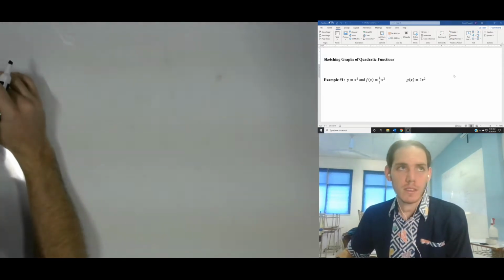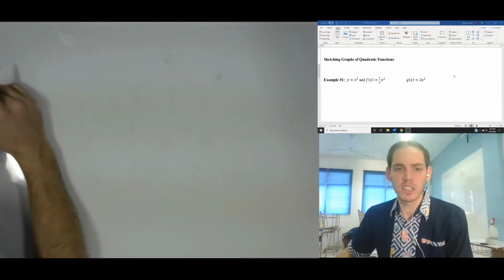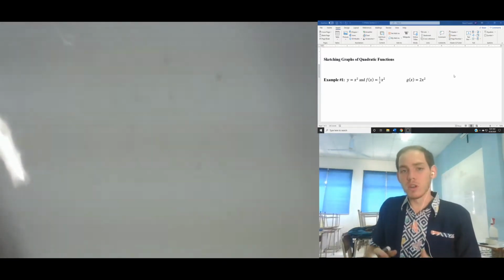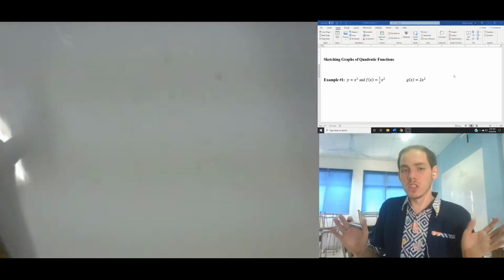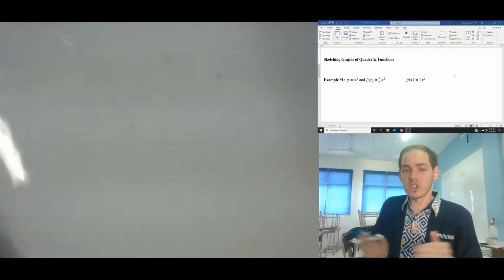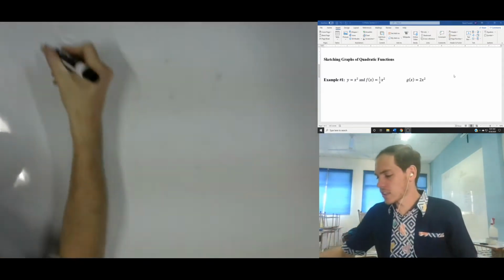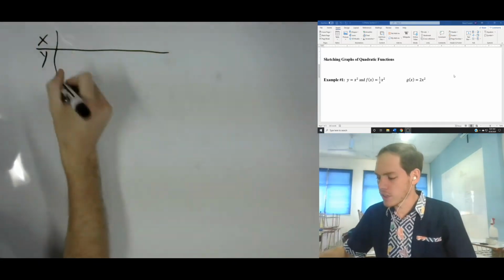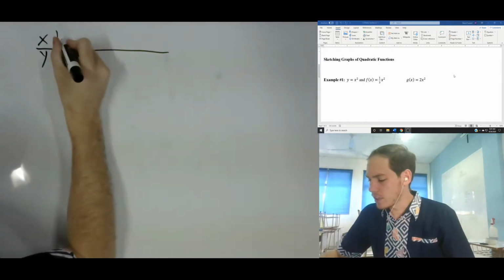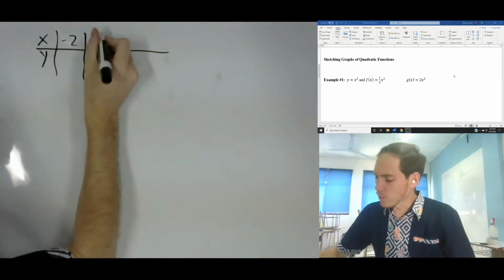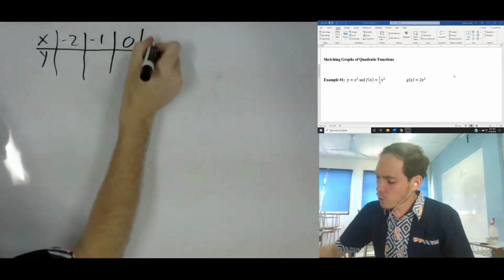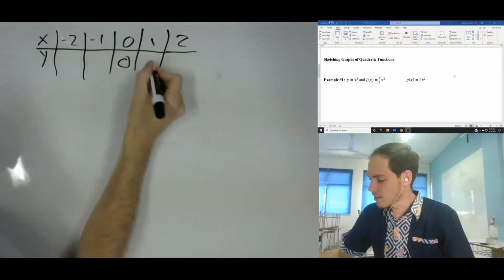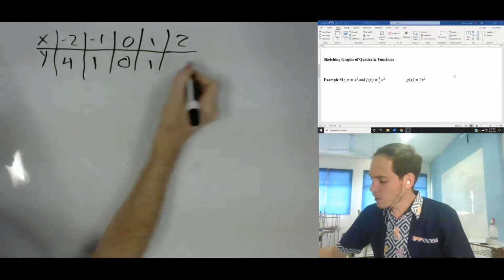Now, if you notice, what changed was that 1/3. So we've already covered transformations before. So 1/3 would be a vertical shrink. Shrink means it gets wider. So actually, if you made a table, right here, and we did -2, -1, 0, 1, 2, right? Plugged it in, we get 4, 1, 0, 1, and 4, right?